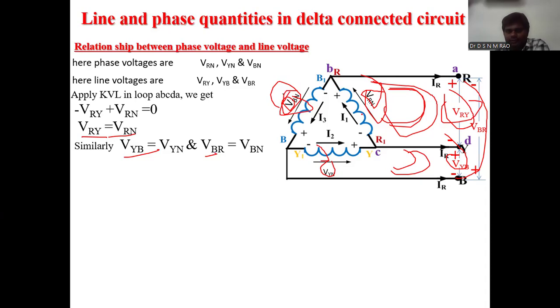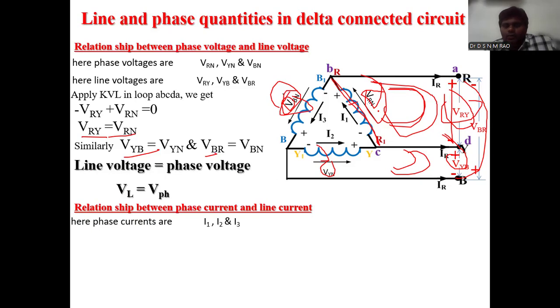Clearly we observe that this is the phase voltage and this is the line voltage, and both are the same. Similarly, between the other points, both are the same. So phase voltage equals line voltage. For a three-phase delta connected system, we can conclude that line voltage equals phase voltage.